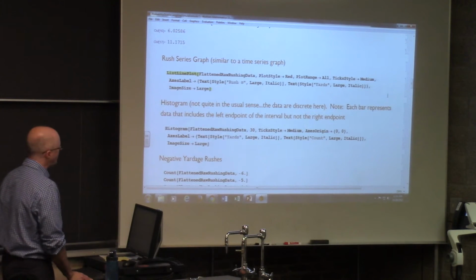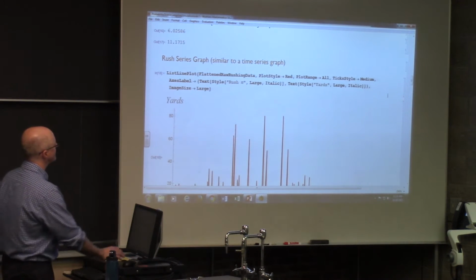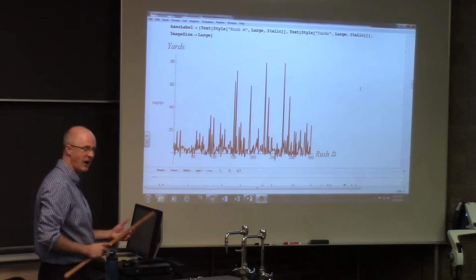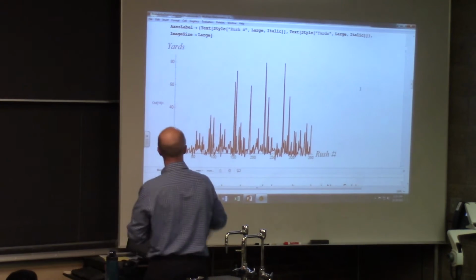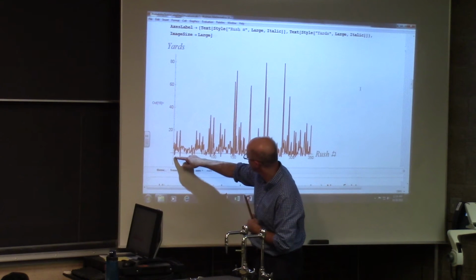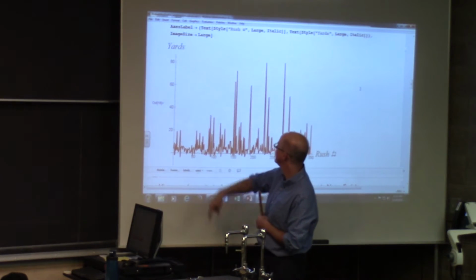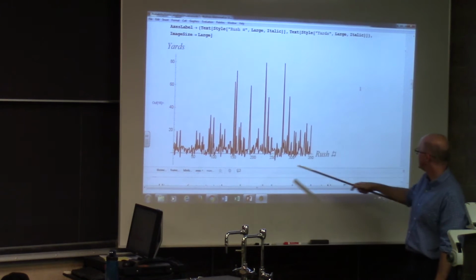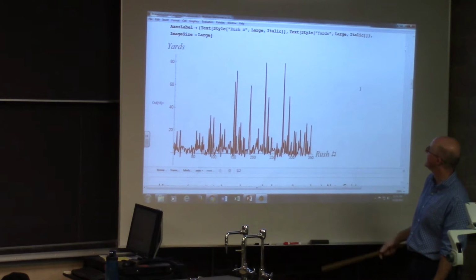You can make what I call a rush series graph that's analogous to a time series graph, showing the ups and downs of each rush. The first one was about 4 yards, the second one was about 9 yards, the third one was like -2 or something, showing his rush yardage in terms of how many rushes he had.